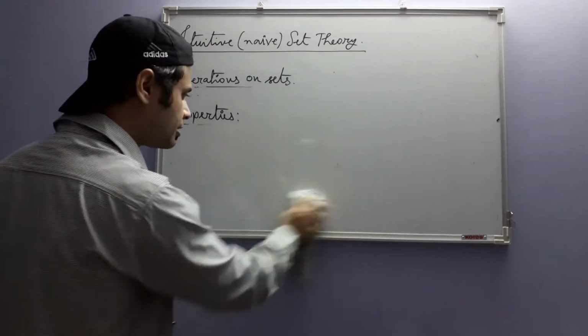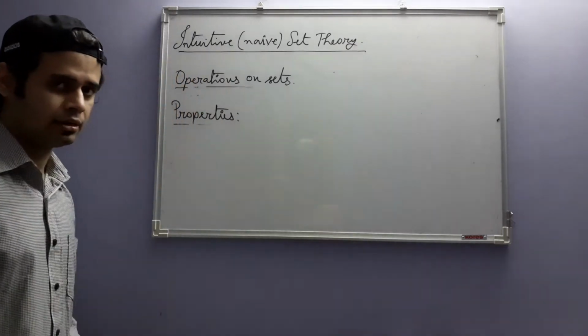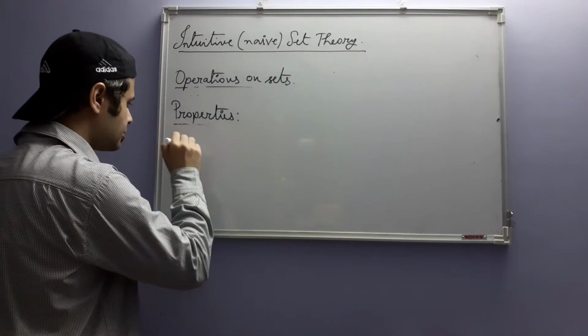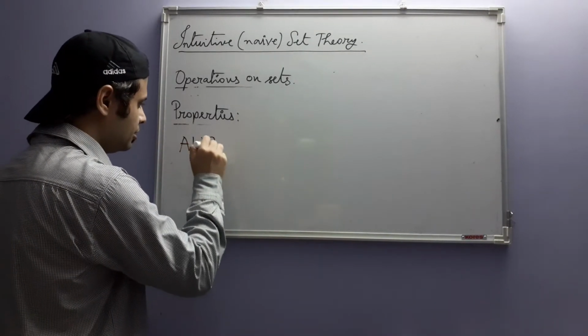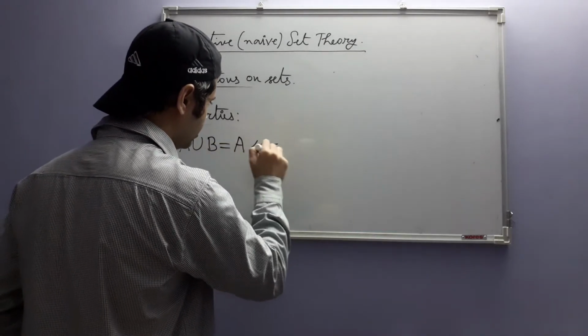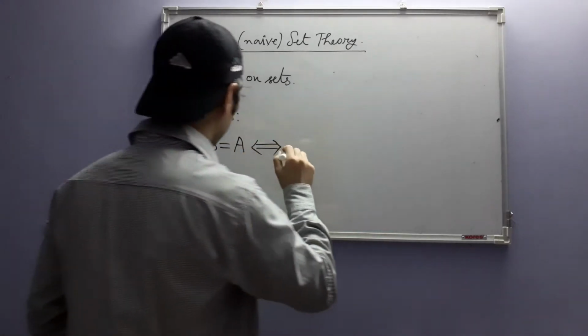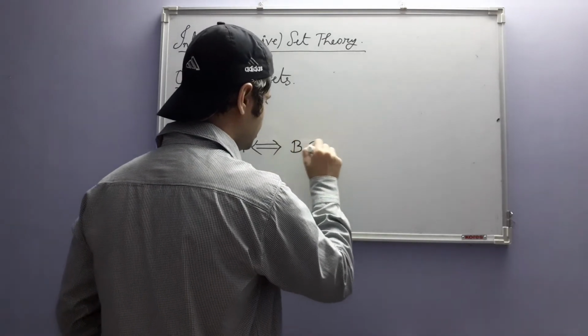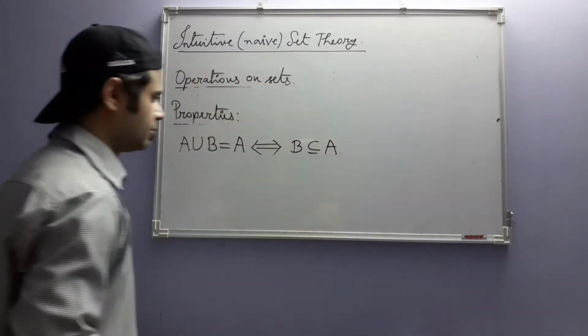So this completes the proof of the third property. Now the fourth one is not as direct. It looks somewhat complicated. What it says is that A union B is equal to A if and only if B is a subset of A.